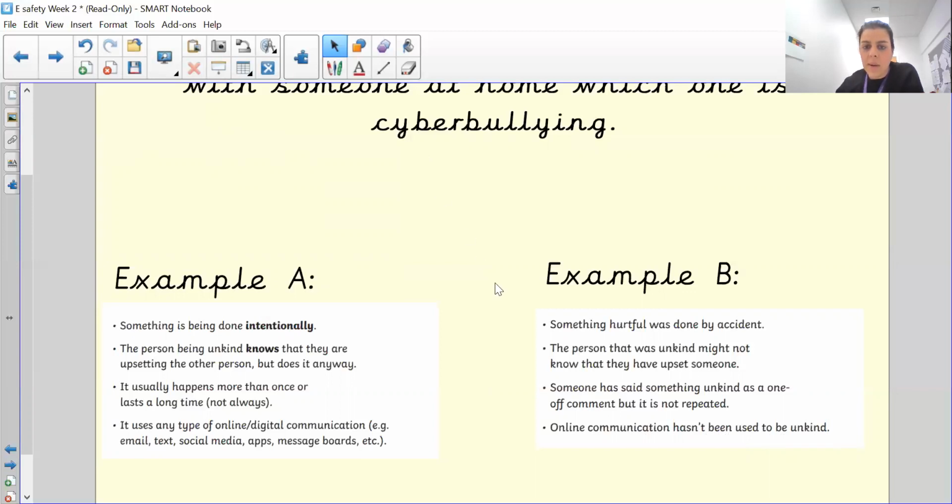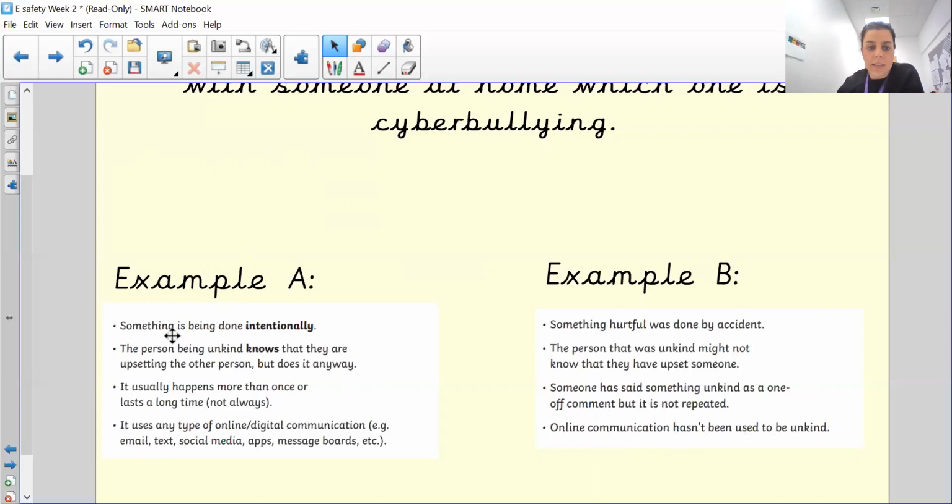Okay. Now, if you said example B, we can go through it. It says something hurtful was done by accident, so it's not intentional. They haven't done it on purpose. And what we said with cyberbullying was, it was a one-off comment. It wasn't repeated. It didn't happen again and again. And they did not use a method of online communication. They didn't use technology to be unkind. So example B is not an example of cyberbullying.